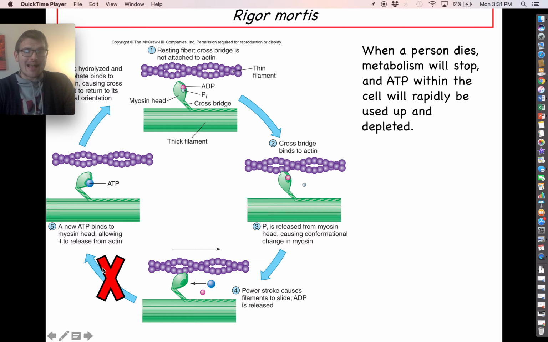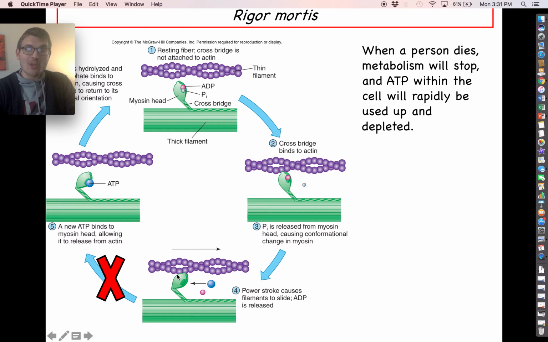So for now, go ahead and pretend like this red X right here is not there. So just pretend that's not there for right now. So currently, we have contracted muscle because myosin is tightly bound to the actin. If we are going to go back to relaxed muscle, we need that myosin to let go.